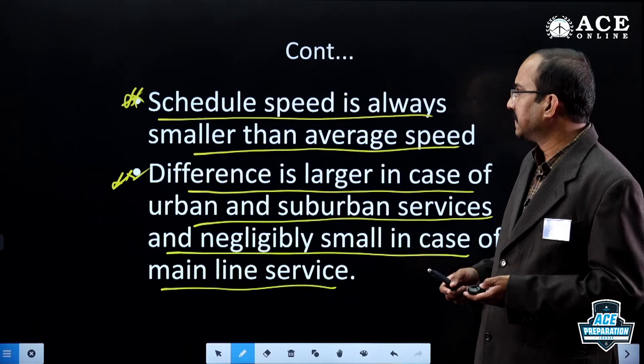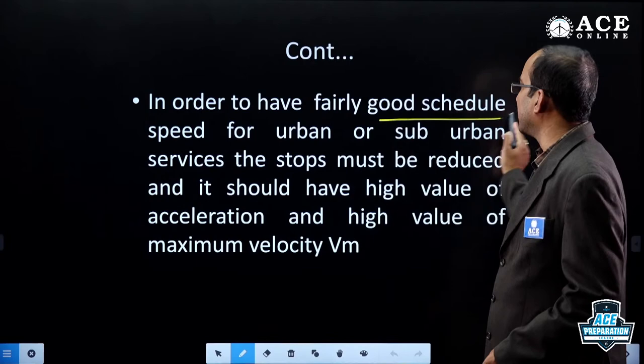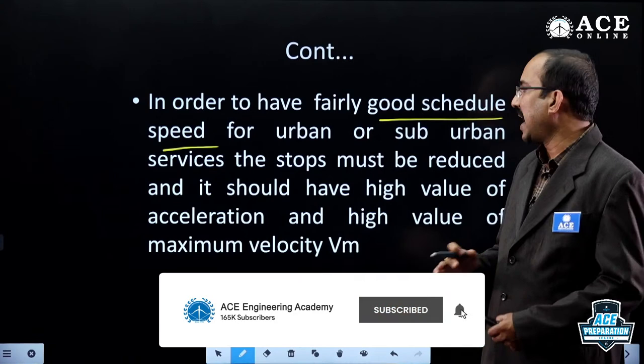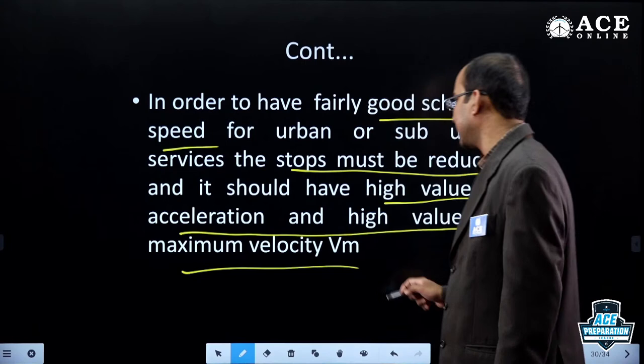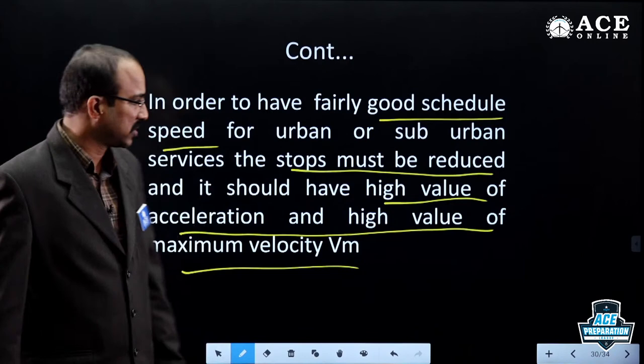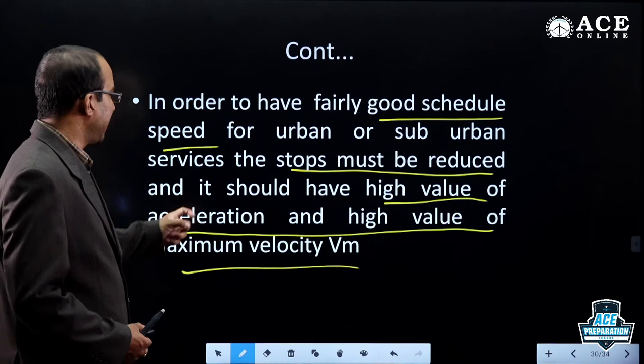So in order to have good scheduled speed, what you need to do in case of urban and suburban services? Stops must be reduced. Number of stops must be reduced. And it should have high value of acceleration and value of maximum velocity. So in order to have good scheduled speed, what we need to do? We need to go for high value of acceleration, and velocity should also be high. Okay.